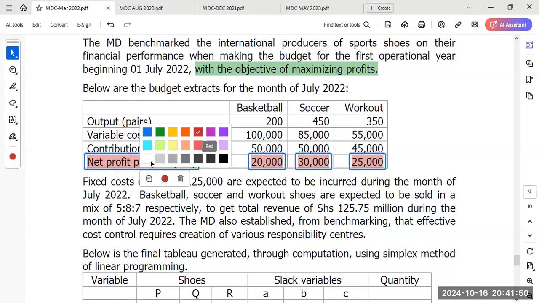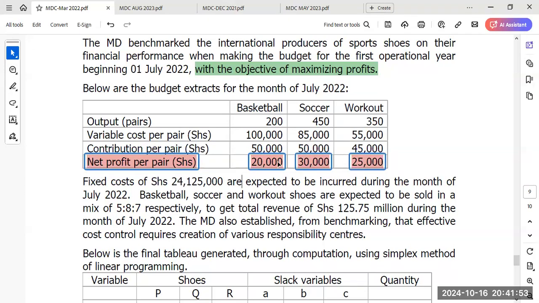So it means that this information is the one that is going to help you to make your objective function. Net profit per pair. This company expects how much on every pair of shoe. For basketball shoe, they expect 20,000. Soccer shoe, they expect to earn 30,000 on every pair of the shoe. Then workout, 25,000. So as you state your objective function, this should be your basis. Okay?